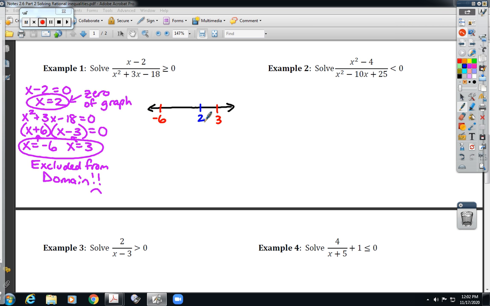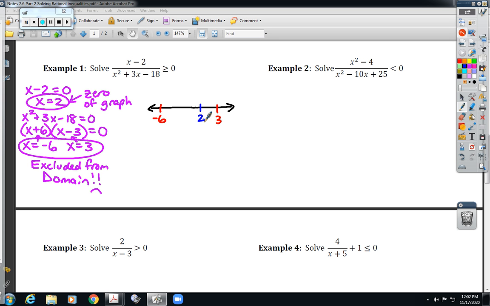So, these three values break the number line up into 4 intervals. We need to test a value from each interval. Doesn't matter what value. Any number we want, we can plug in. Okay? So, we need a number that is smaller than -6. I like to use tens, so -10 would probably be a good one to use. Okay? And again, we're only looking to see whether it's positive or negative.